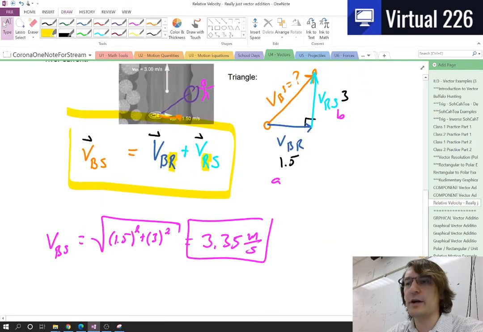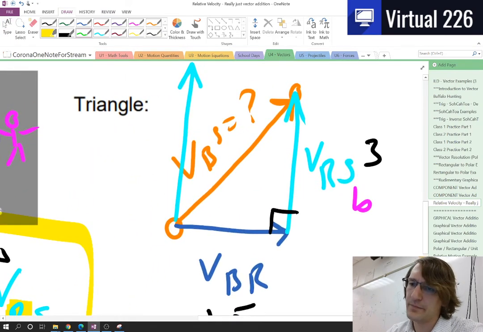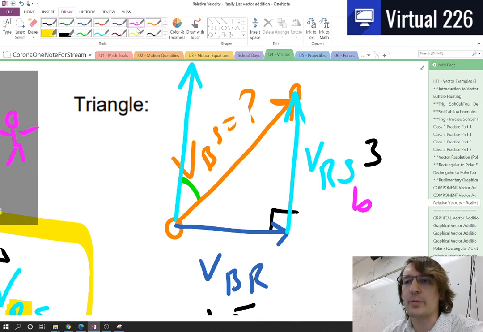If we wanted to figure out a direction this is going, they ask us in the problem to find it as the angle from the river current. So technically, if our river current is kind of going up like this, they're asking us just to solve for this angle. But if we wanted to give a proper polar angle, we could find this angle on the inside here too. We can do that all sorts of ways.